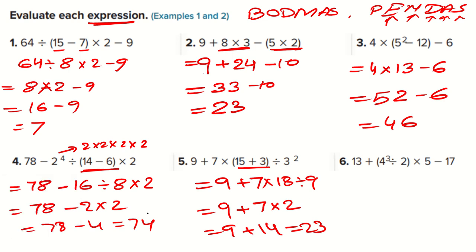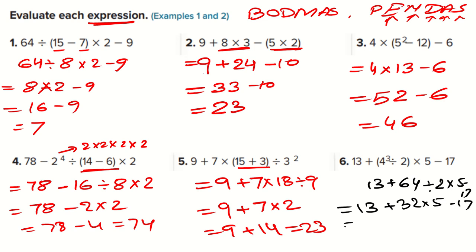Now next one is 13 plus 4 to the power 3 means 64, because 4 multiply 4 multiply 4, divided by 2 multiply by 5 minus 17. So this is 13 plus 64 divided by 2 is 32 multiply 5 minus 17. This is 13 plus 5 multiply 32. 5 2s are 10, 5 3s are 15 and 1, 16, minus 17. 13 plus 160 is 173 minus 17, and how much will it be? I guess 156. Just check the calculation.